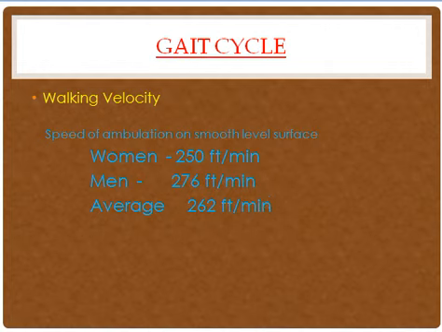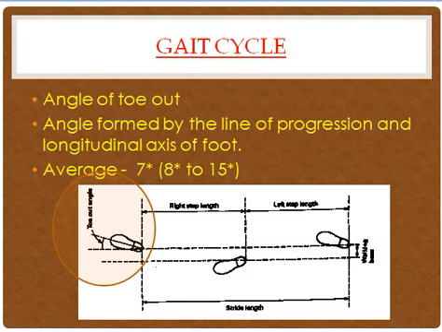So next, after walking velocity, the next thing we will be dealing with is the angle of toe out. Can you see here? While we step forward, our foot makes an angle with the linear line along which we are walking. It is the angle formed by the line of progression and the longitudinal axis of the foot. This is the line of progression, see, and this is the longitudinal axis of the foot. This is called the angle of toe out or degree of toe out.